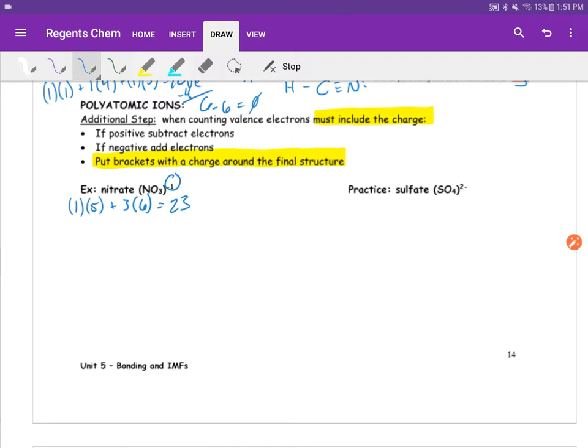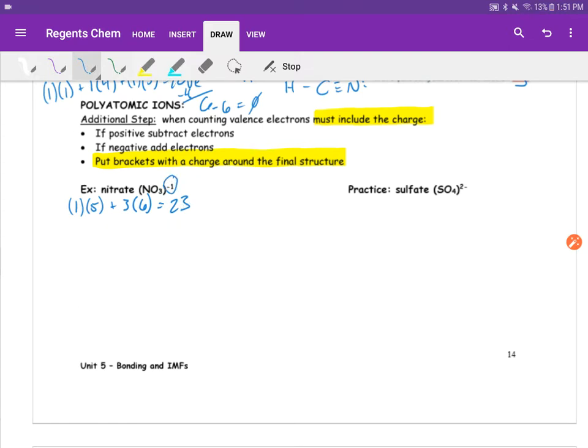Is it possible, do you think, to have an odd number of electrons in a structure? No, it's not possible. Why? Because there are lone pairs of electrons and bonded pairs of electrons. Everything happens in pairs with electrons. So if you have an odd number, something's wrong. Look for a charge or redo your math.